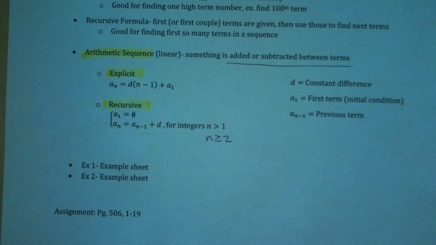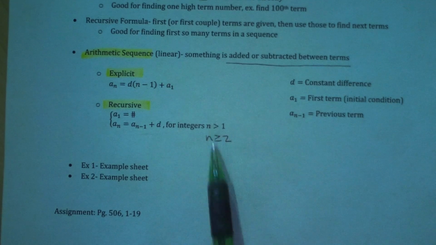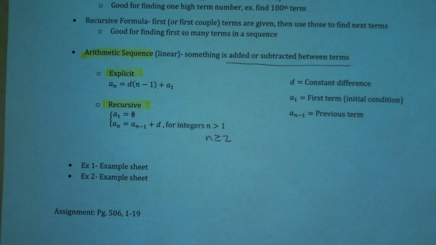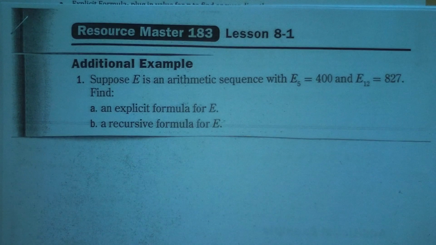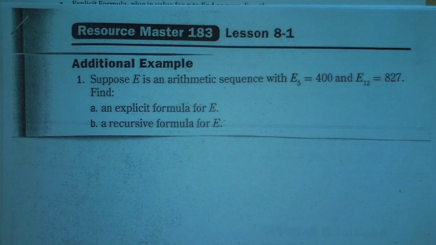Okay, everybody got a new packet, right? Looking at the first one here, it says suppose E is our arithmetic sequence, and E sub 5, our fifth term, is 400, and E sub 12, our 12th term, is 827. We're supposed to come up with an explicit formula and a recursive formula.